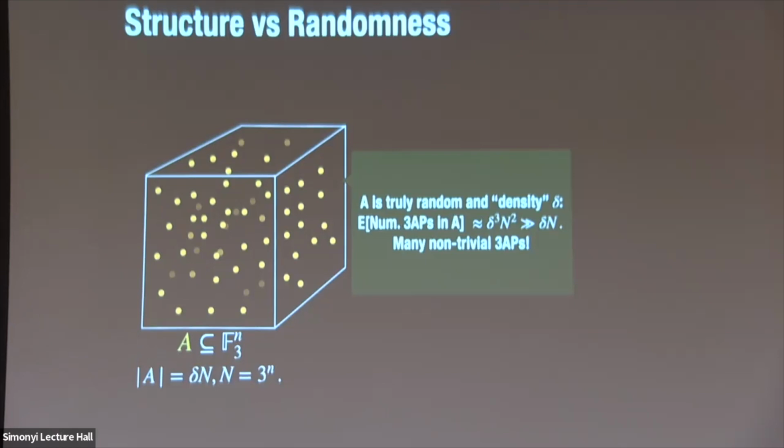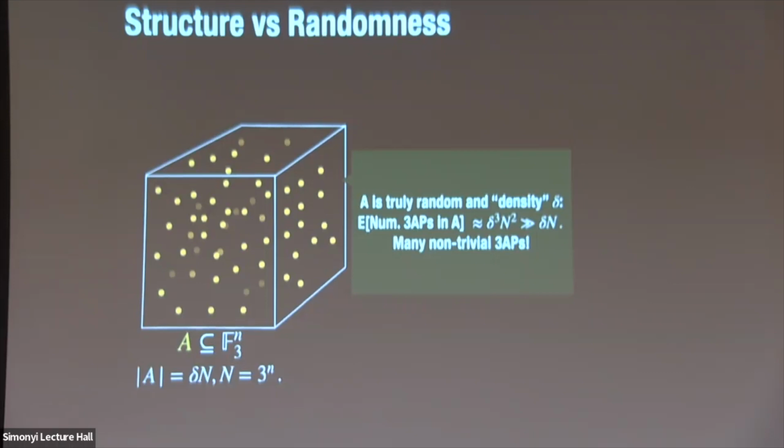How many 3APs would we expect? There are roughly n squared such triples. Let me just count the number of solutions to the equation without worrying about ordering. There are n squared such solutions, and each such solution should be present with probability delta cubed. So if I choose the set A completely at random, I should expect delta cubed n squared many solutions. And if this is much more than delta times n, many of them should be distinct. So that's a trivial way to get many non-trivial 3APs.